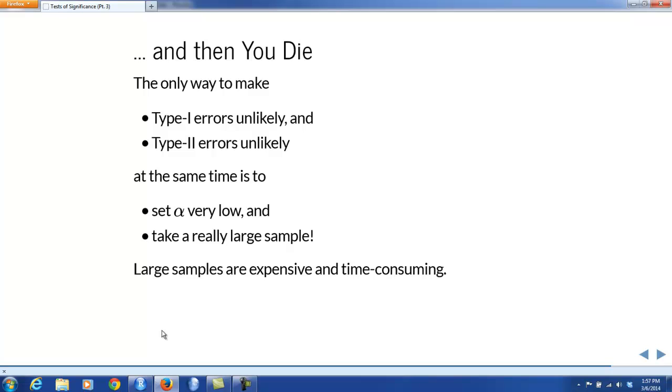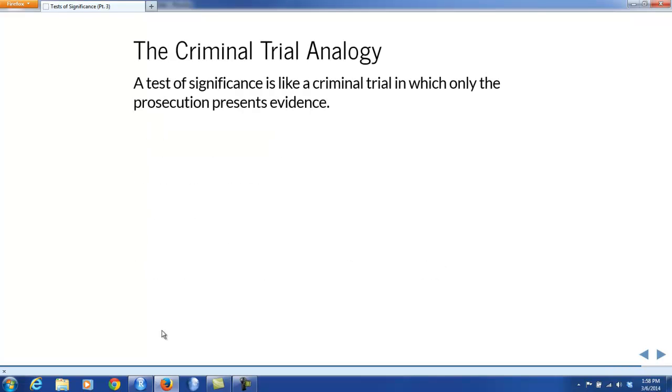The only way to make type 1 errors unlikely and type 2 errors unlikely as well at the same time is to set alpha very low and take a really large sample. But large samples are expensive and time-consuming. When thinking about type 1 and type 2 errors and understanding the logic of tests of significance in general, it can be useful to think in terms of the criminal trial analogy.